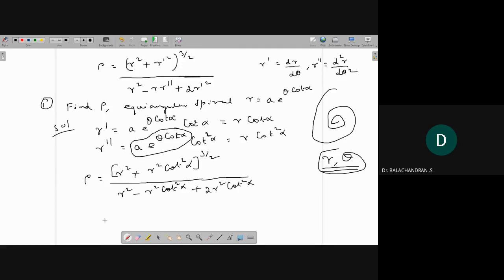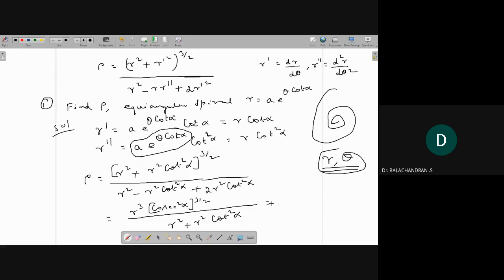Now, if you simplify, you take r square commonly. R square whole power 3/2 is r cube into 1 plus cot square alpha, that is cosecant square alpha, cosecant square alpha whole power 3/2. Denominator will have r square. If you add these two, you get r square cosec square alpha.